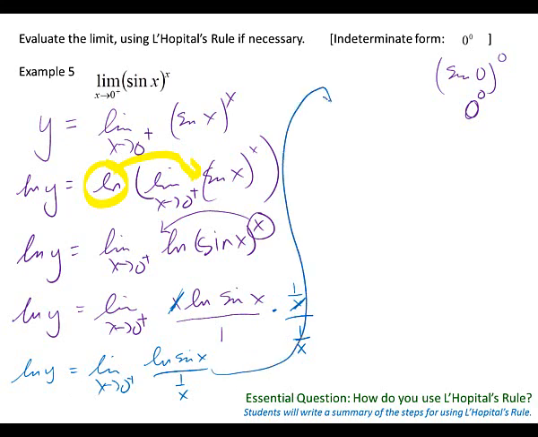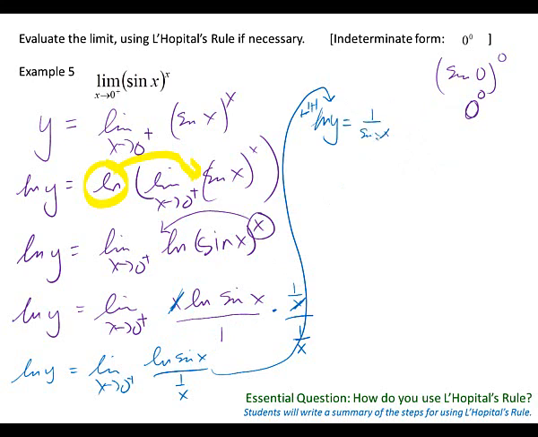Okay? So I'm going to put my work up here. So now I'm finally going to take the derivative of the top and the bottom. I'm keeping the natural log of y, the natural log of y. Okay? I'm only doing L'Hopital's Rule on the right side. Okay? So, what is the derivative of the natural log of sine x?